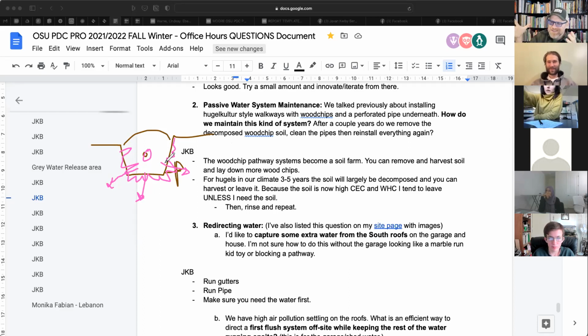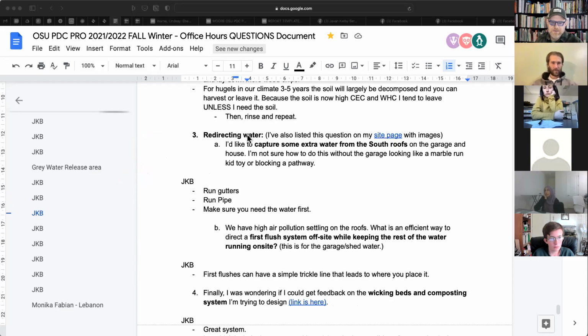And it will hold more water. And so that water will be taken up higher up in this water train and potentially less down the line. And so what you may do years down the road, this is like 10, 15 years down the road, you may want to redo it. But generally, these systems improve over time.